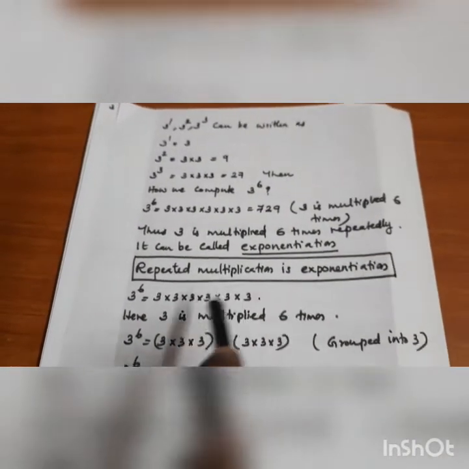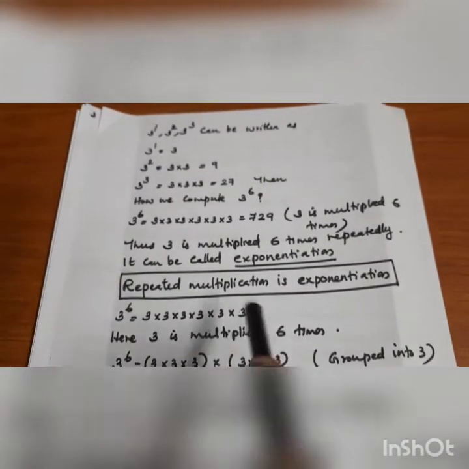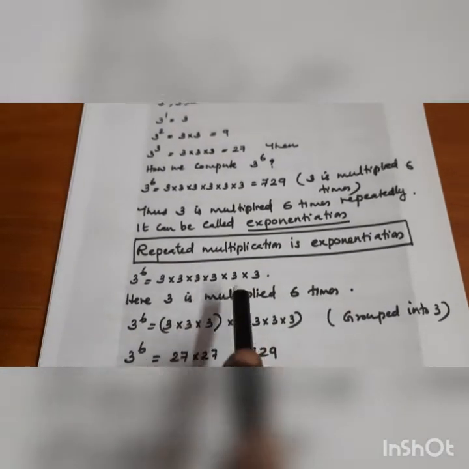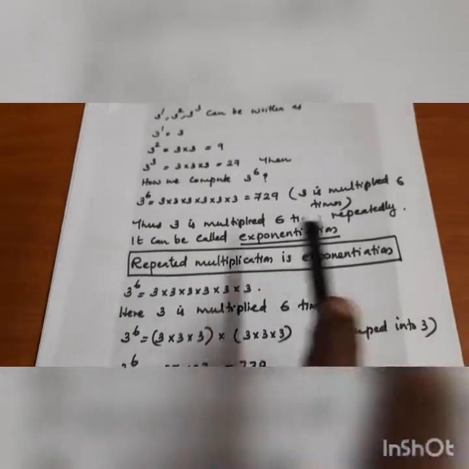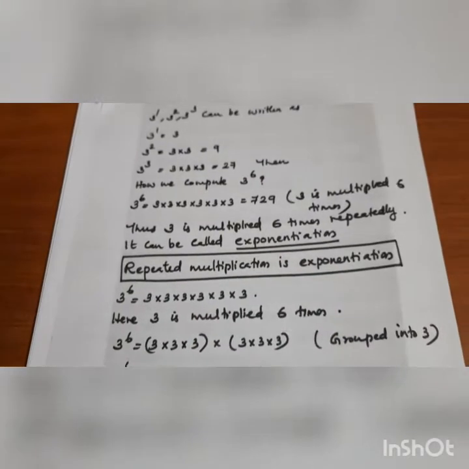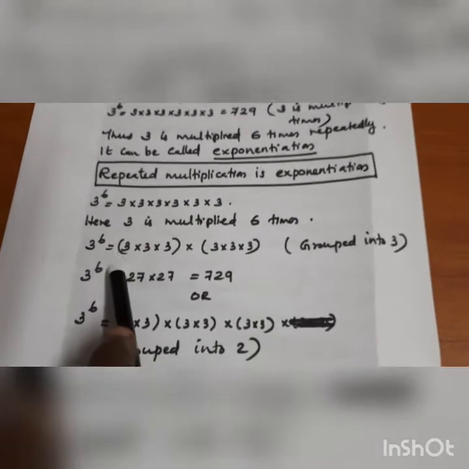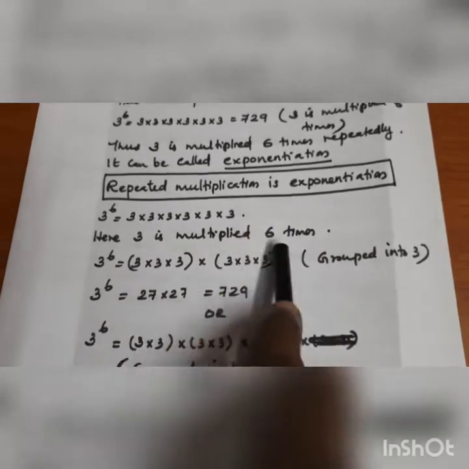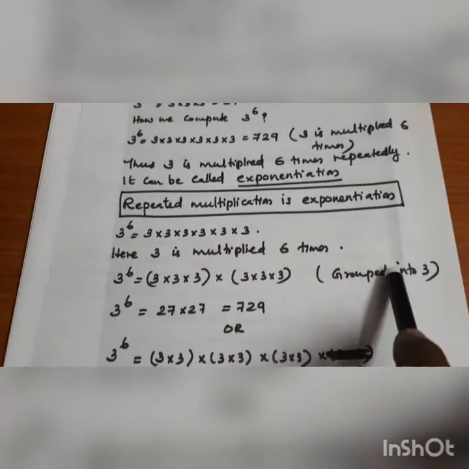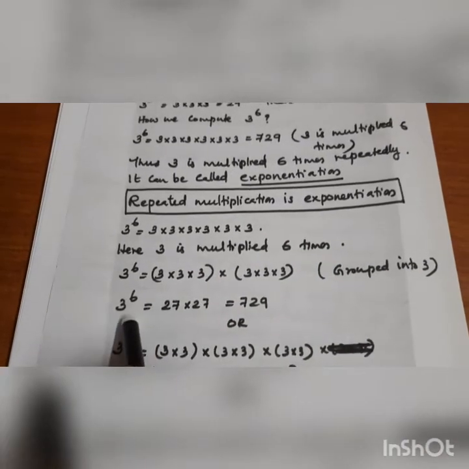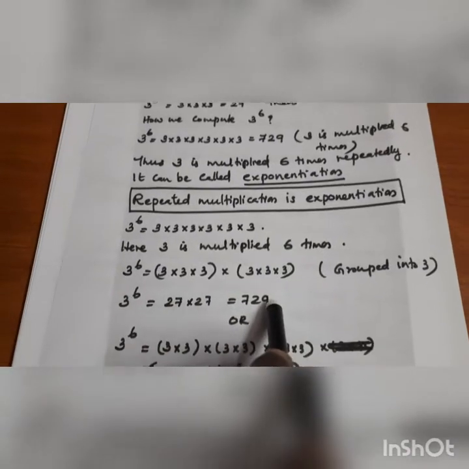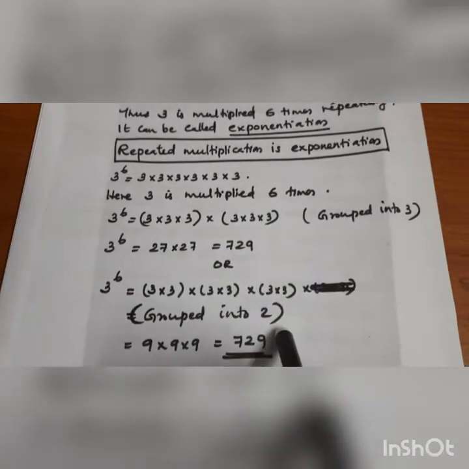6. This 6 can be equally paired. Three 3s are in one group and the other three 3s are in the second group. That is, 3 raised to 6 is 3 into 3 into 3, then the other 3 into 3 into 3. Total 6, grouped into 3s. Therefore, 3 raised to 6 is 27 into 27, 729.